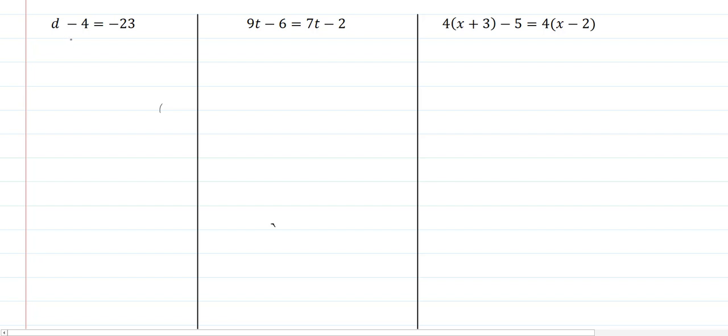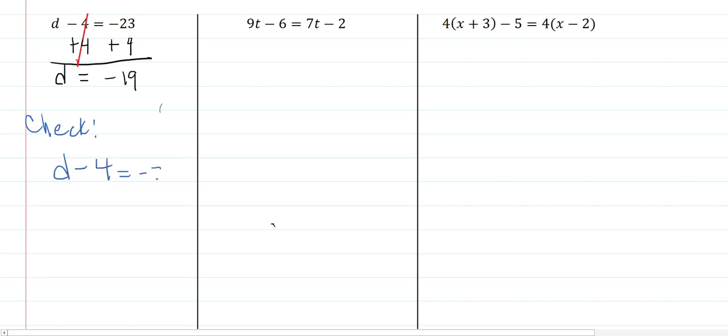If you want to move something to the other side, you do the opposite, because think about it. If I add 4 to negative 4, that cancels, and then I'm just left with D equals negative 19. Now, one habit you should get into is always check your answer. So in other words, I started with this, and I think the answer is negative 19. And these are both negative, so I would add them. And so as I can see, certainly that checks.